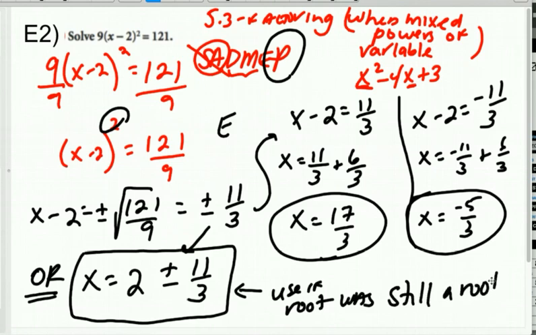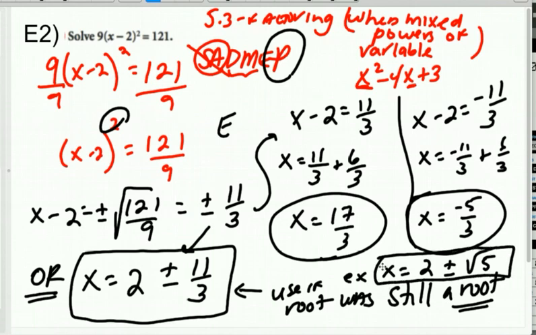So what I mean by that is, let's just say, for example, my answer was something like x equals 2 plus or minus root 5. Well, then I don't have to write it as two separate answers. I could just leave it as 2 plus or minus root 5, right? That's not the answer in this particular problem, but there'd be nothing I could do. Here, I'm able to combine the fractions. There is no root anymore, so I should do so.